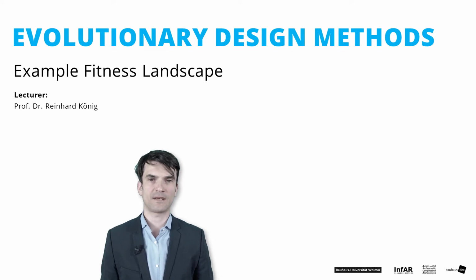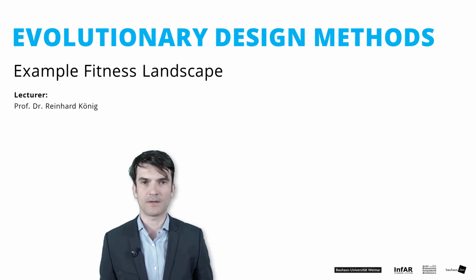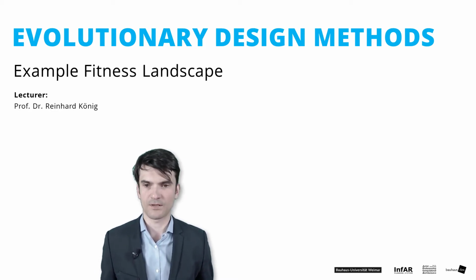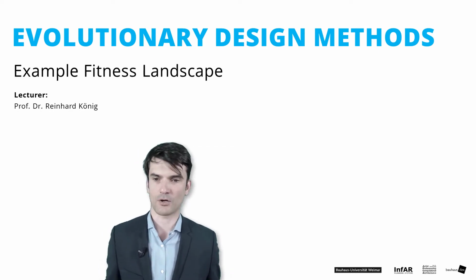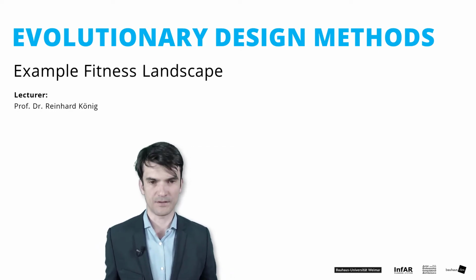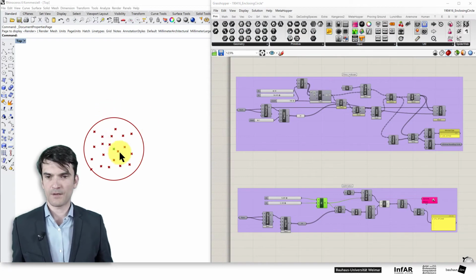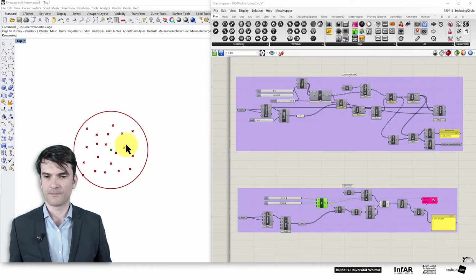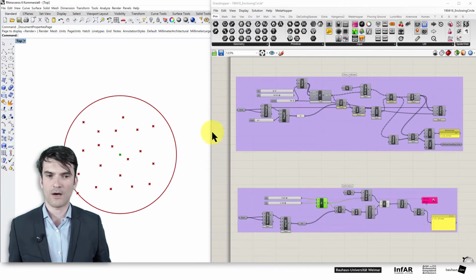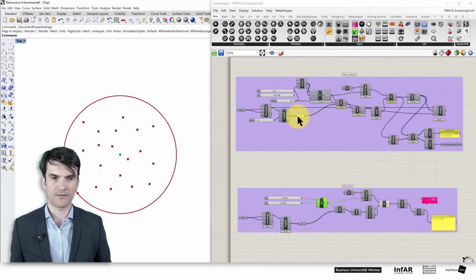In our second example, we want to draw an enclosing circle for a set of randomly generated points, and this enclosing circle shall be as small as possible. So a minimal enclosing circle, or bounding circle, for a set of points. You see here in the Rhino window our randomly generated set of points. So we have them here.